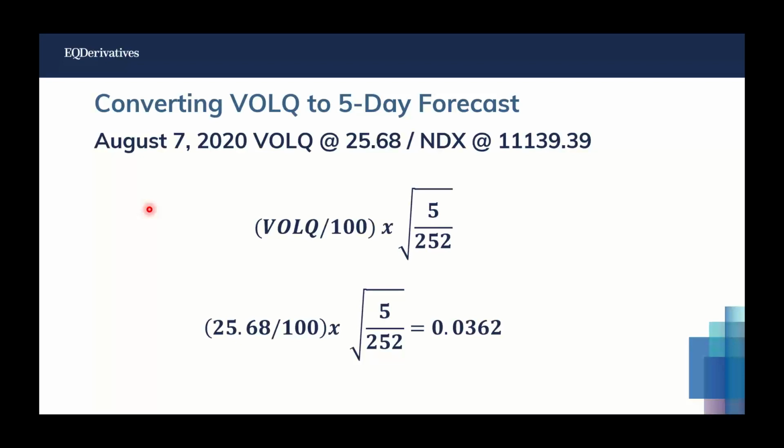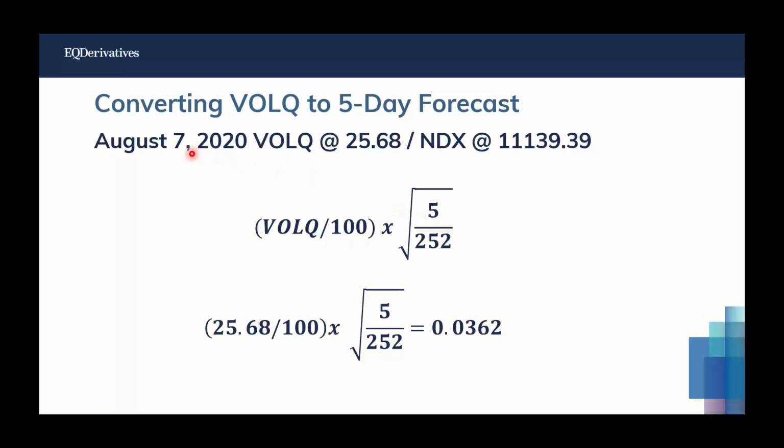And again, VolQ is an annualized number. Implied volatility is an annualized number. So in order to take implied volatility and convert it to even as short as a one-day outlook, this is basically the formula. It's VolQ. In fact, instead of five, I should have the word trading days or days. But we take VolQ, divide it by 100, so we turn it into 0.2568, and we end up with a number that converts nicely to a percentage.